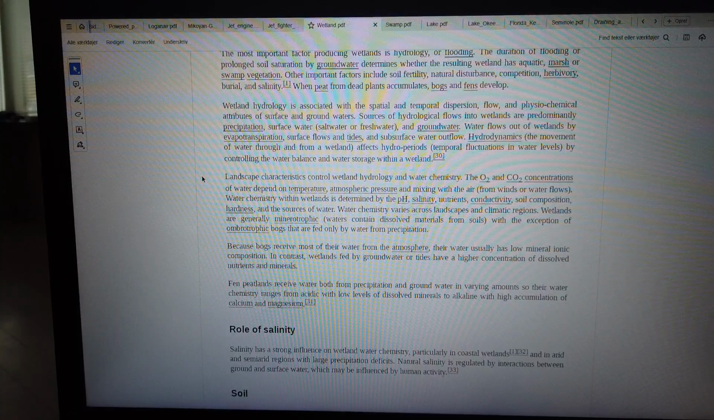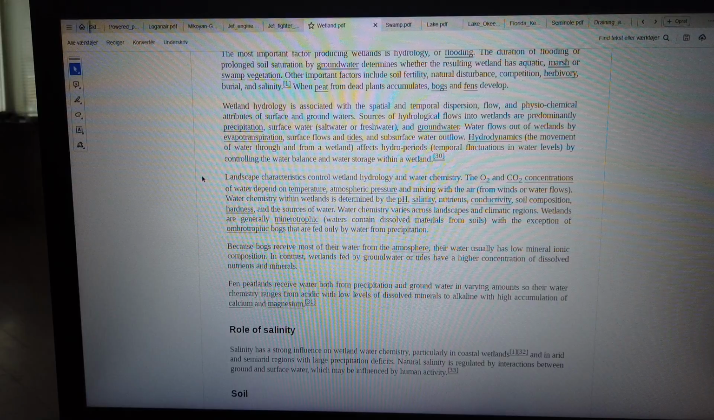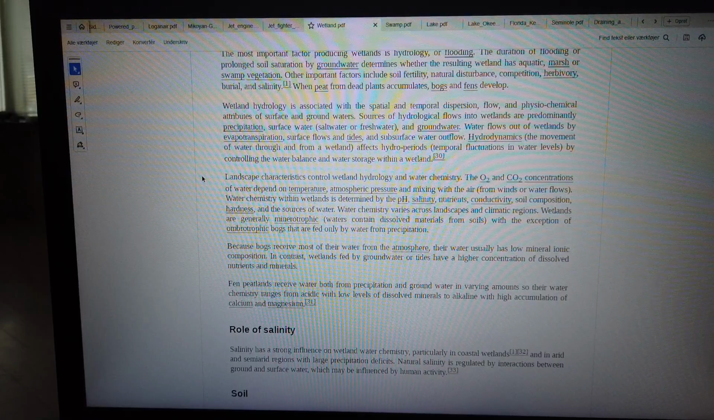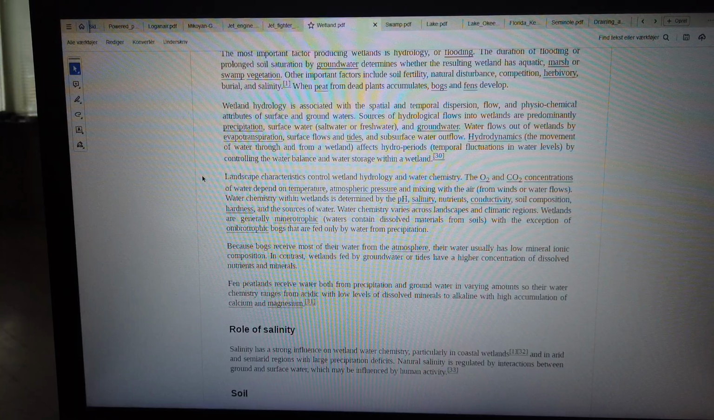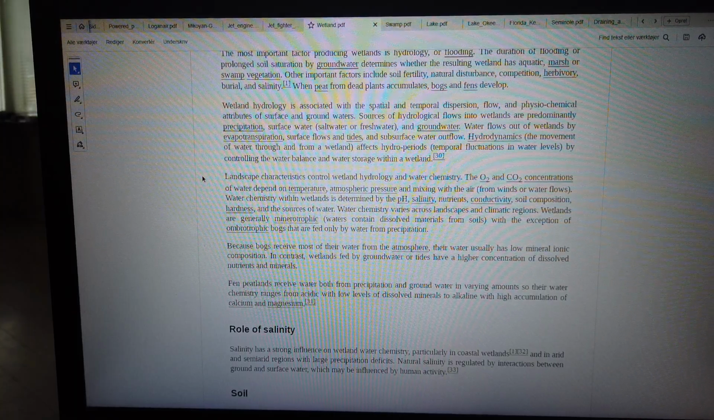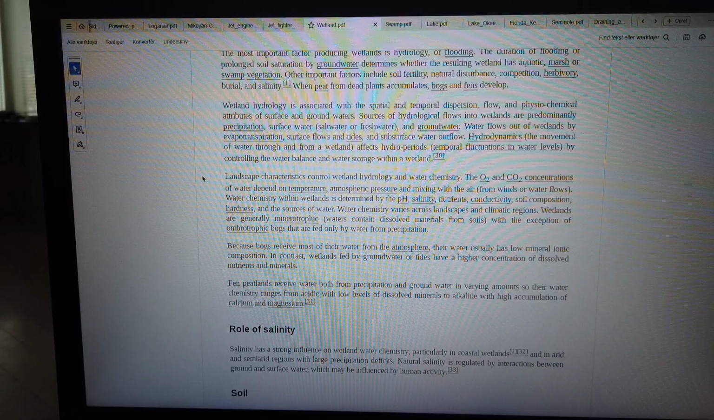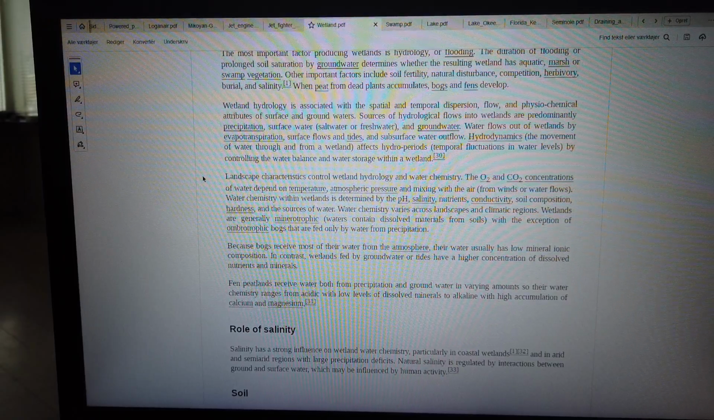Wetlands are generally minerotrophic. Waters contain dissolved materials from soils, with the exception of ombrotrophic bogs that are fed only by water from precipitation. Because bogs receive most of their water from the atmosphere, their water usually has low mineral ionic composition. In contrast, wetlands fed by groundwater or tides have a higher concentration of dissolved nutrients and minerals.